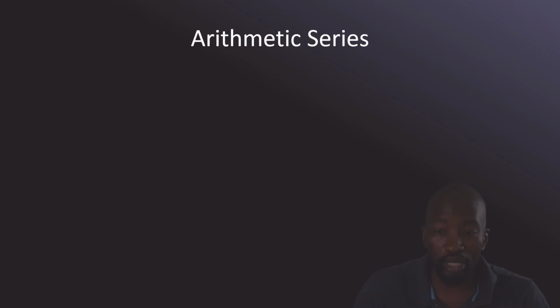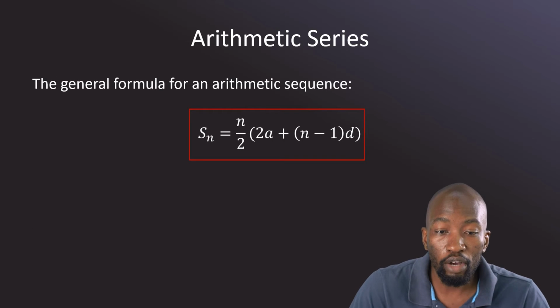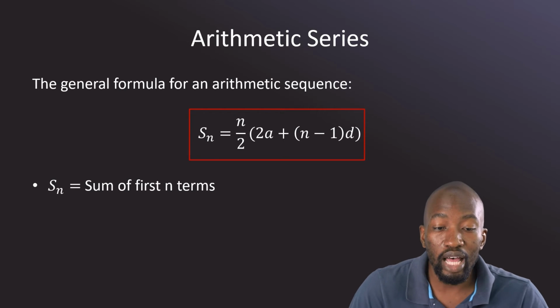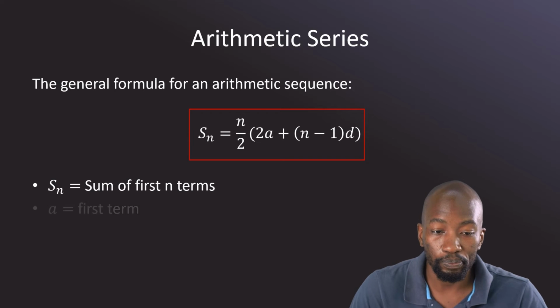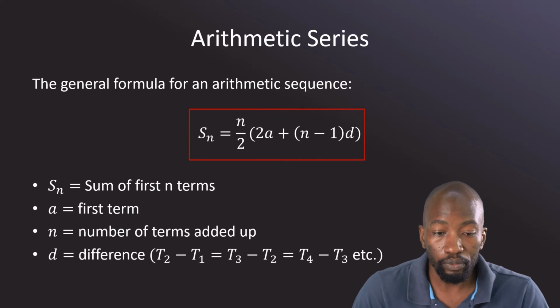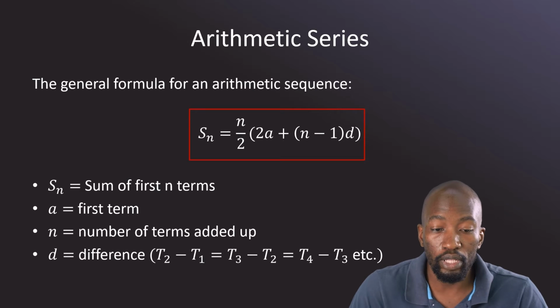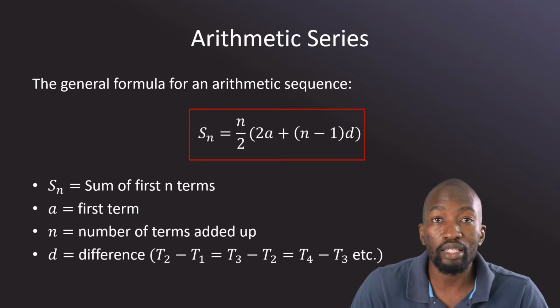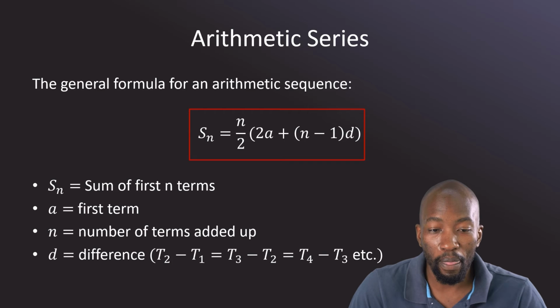Now let's look at the arithmetic series. So the general formula for an arithmetic series is given by Sn is equal to n over 2 into open bracket 2a plus open bracket n minus 1 close bracket multiplied by d close bracket. Right? So remember, Sn just stands for the sum of the first n terms. A stands for the first term. N stands for the number of terms that we are adding up to. D is the common difference. So it's given by T2 minus T1, which is equal to T3 minus T2, and etc.